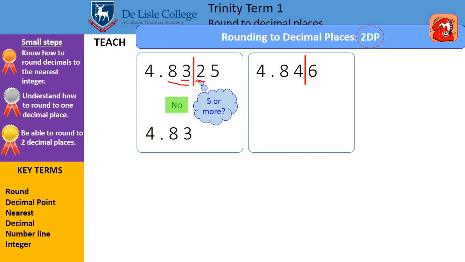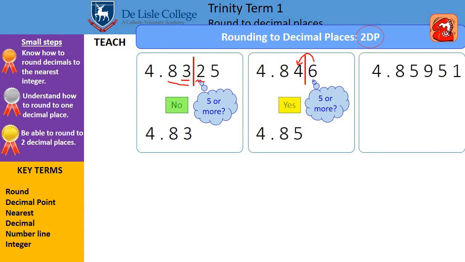Now we've got 4.846. We've got our 8 and our 4 to the right of the decimal place. Is the 6 5 or more? Well, yes, it is, so it's going to have a knock-on effect here and change that to a 5, but luckily, because it hasn't changed anything to a 10, it has no other knock-on effect, so you get 4.85. Then we've got 4.85951. So the 9, is it 5 or more? Yes, it is, so it becomes 4.86.